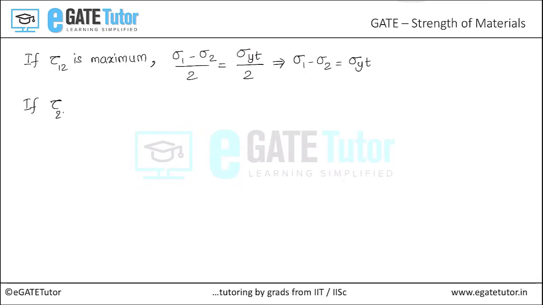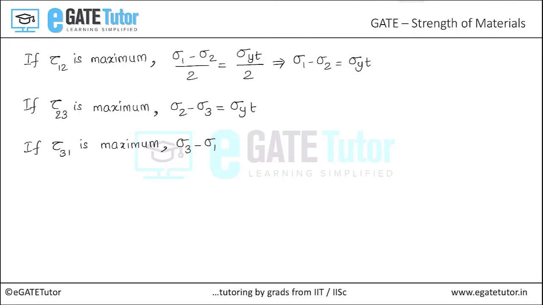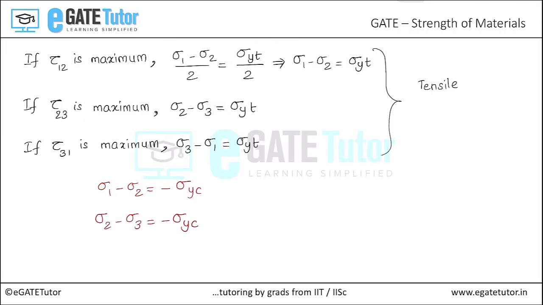Similarly, if tau 2,3 is maximum, this equation becomes sigma 2 minus sigma 3 is equal to sigma yt. Similarly, if tau 3,1 is maximum, this equation can be written as sigma 3 minus sigma 1 is equal to sigma yt. Remember that in all these three conditions, we have taken only the tensile yield stress. What if the material is loaded in compression? In that case, these equations become sigma 1 minus sigma 2 is equal to minus the yield stress in compression, sigma 2 minus sigma 3 is equal to minus yield stress in compression, and sigma 3 minus sigma 1 is equal to minus the yield stress in compression. Remember that these are the design equations or failure equations when the material is loaded in compression.